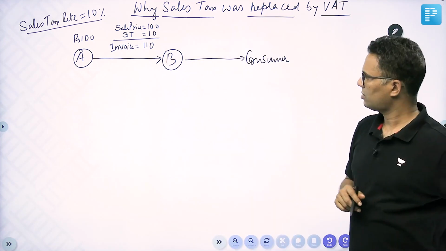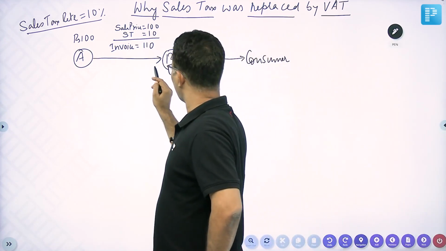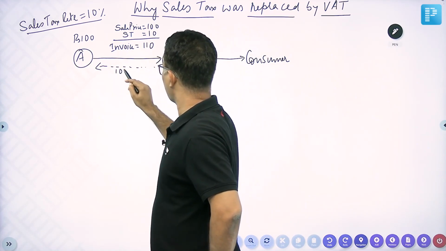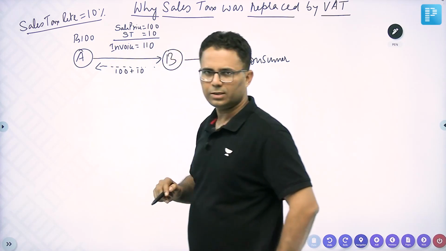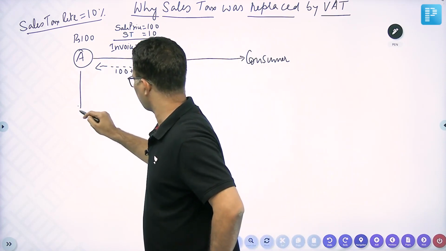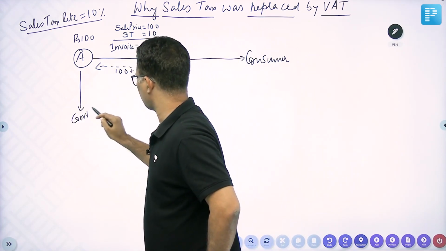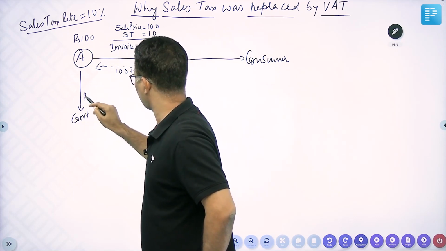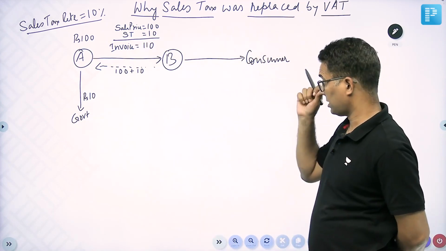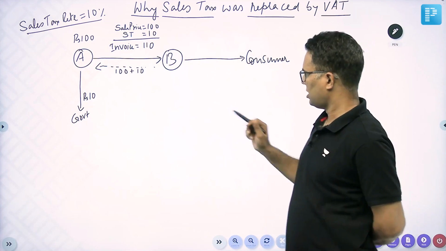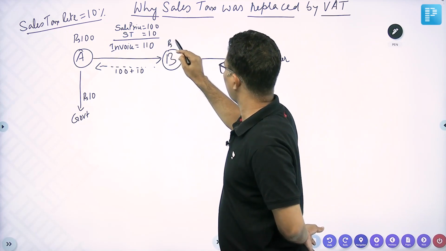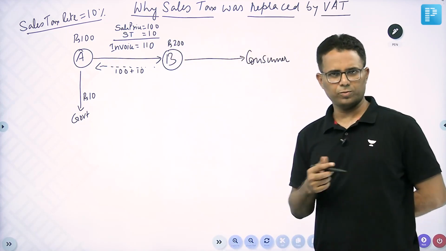110. Invoice 110. So B will pay 100 plus 10, and A will deposit rupees 10 to government, right? Now B did some work, and for his work B wants rupees 200.